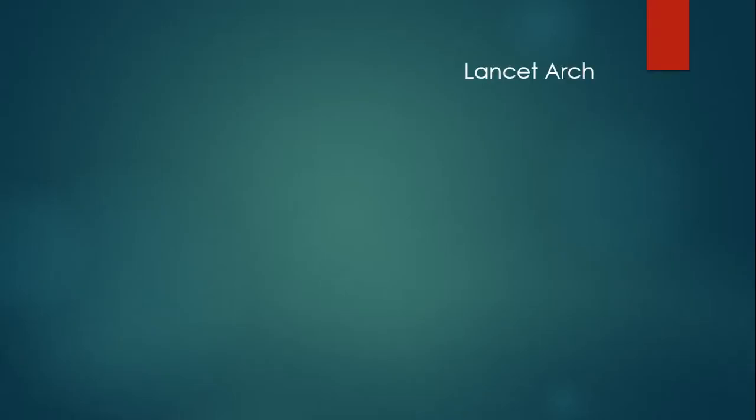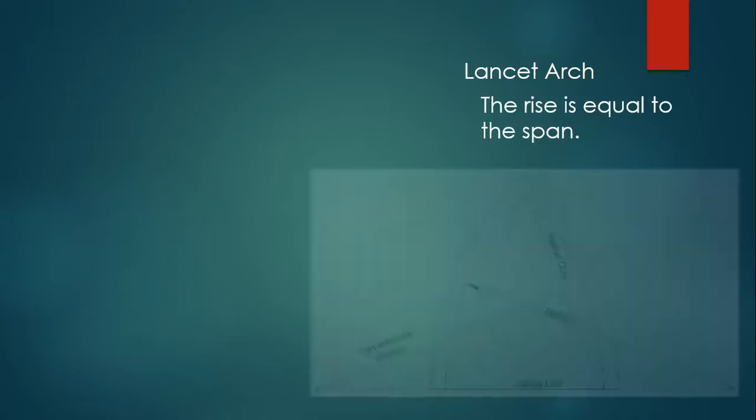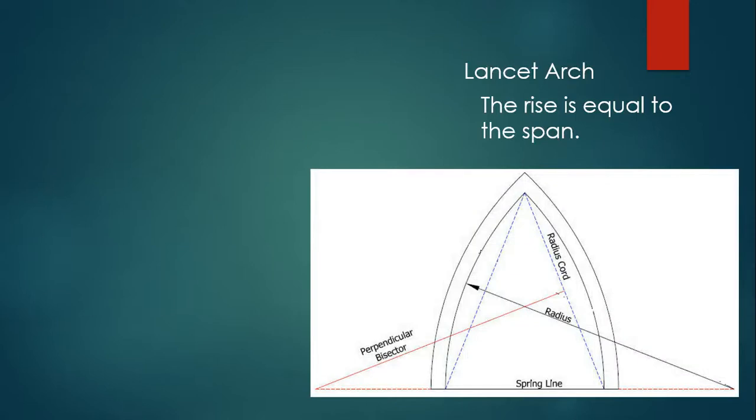The next arch we're going to construct is called a Lancet Arch. Now what's important to know about a Lancet Arch is that the rise is always going to be equal to the span. So if you take a look at this picture, you'll notice that with the rise equal to the span, you can see an isosceles triangle inside the arch. So constructing that isosceles triangle is going to be an important part of this construction.